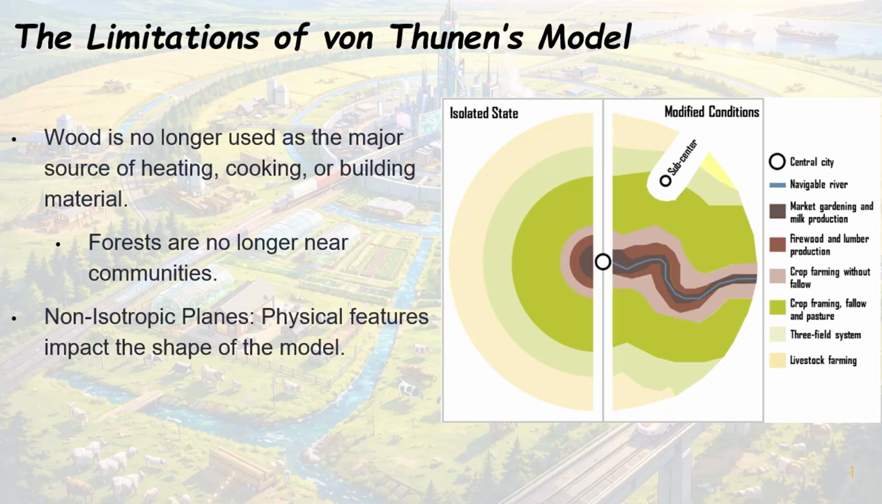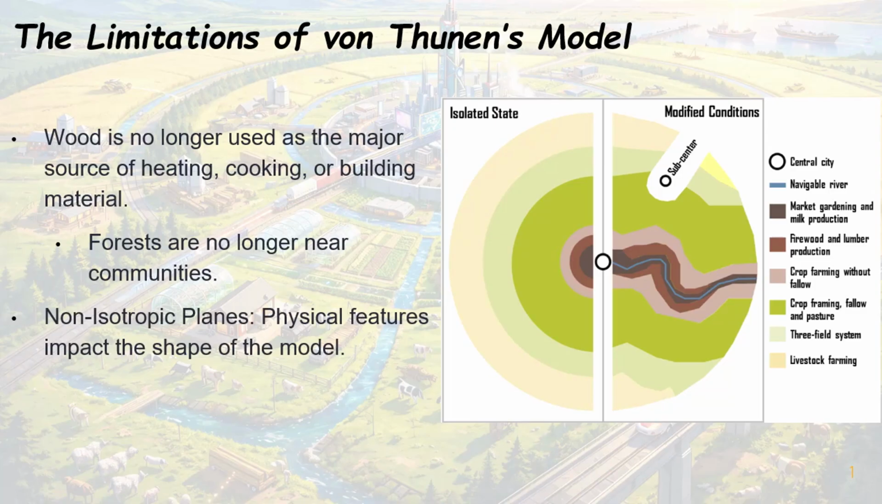Second, forests today are usually not near communities. Urban expansion pushes forests farther away. Conservation policies protect certain areas. Industrial logging might happen far from cities and ship products globally. So the old idea that timber production neatly wraps around the city is kind of outdated.